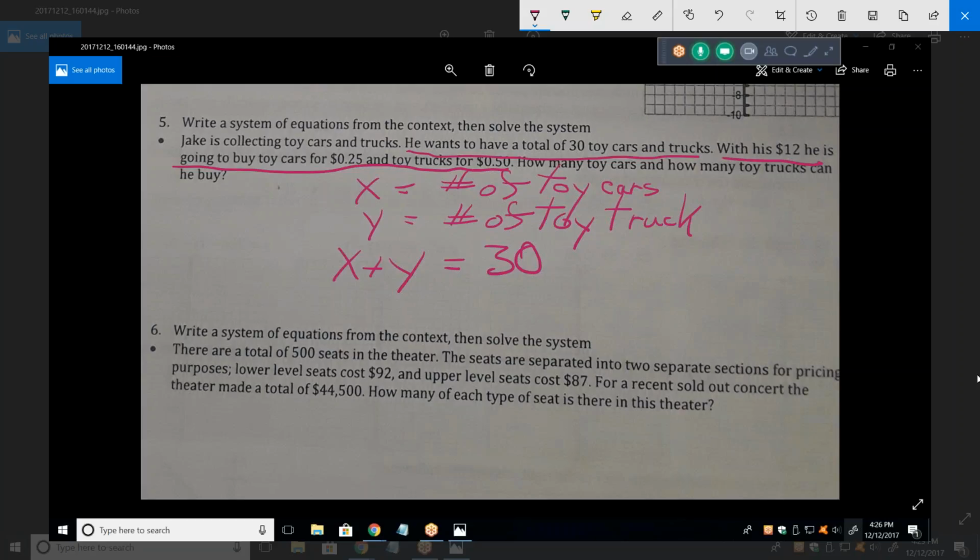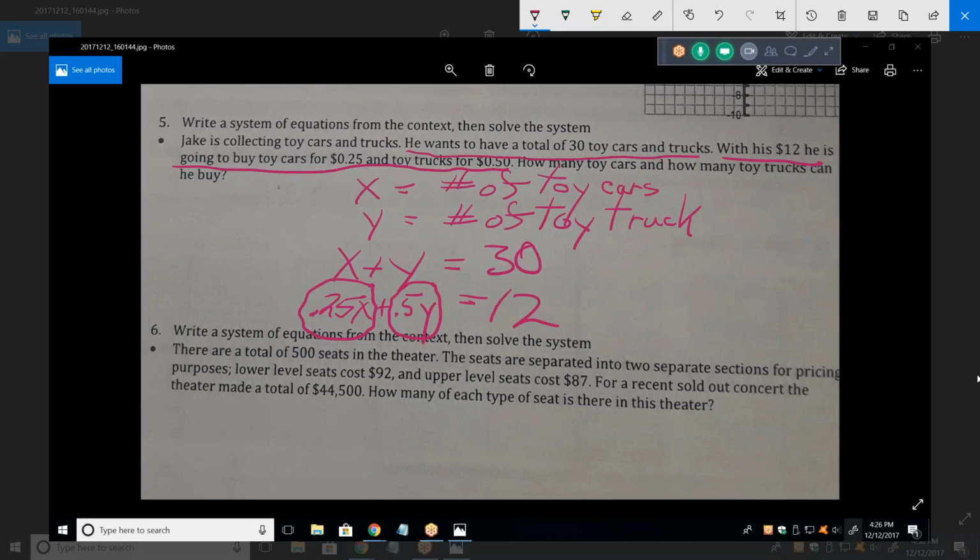It's got $12 to spend. So 0.25x plus 0.5y equals 12. In other words, that's going to be his cost for all of his toy cars. That's going to be his cost for all of his toy trucks. Add them together, he's got 12.